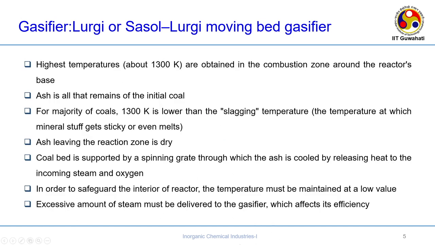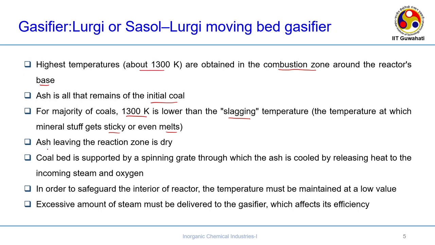Moving ahead. Let us highlight the points we have seen. The highest temperature is obtained in the combustion zone around the reactor base. Finally, when everything has been combusted, ash is all that remains of the initial coal. For the majority of coals, 1300 Kelvin, which you should keep in mind, is lower than the slagging temperature. Slagging means the ash content becomes molten, so it will slag. It is very difficult to separate it out from the gasifier. It is the temperature where the mineral matter gets sticky or even melts. So we should avoid this temperature.